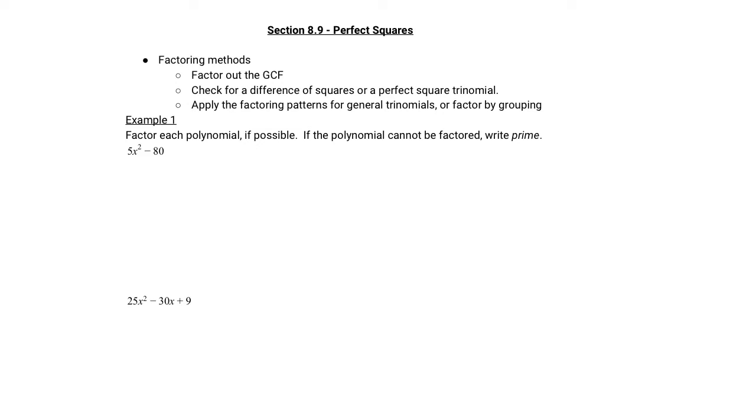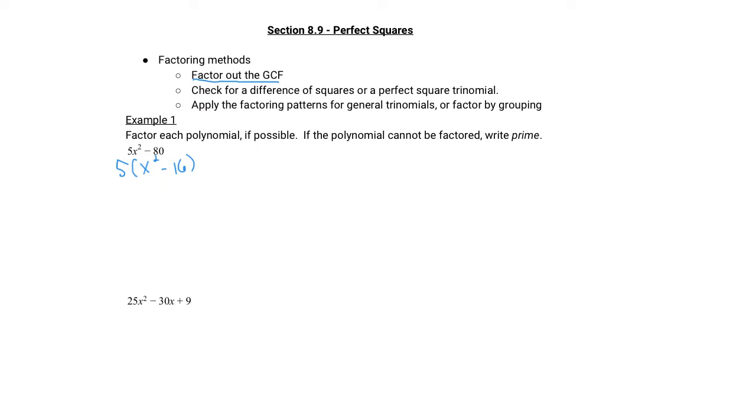So first thing we're going to look for is factor out the greatest common factor. I'm looking at both of these terms, 5x squared and negative 80. I know they don't both have an x, but I can divide them both by 5. So let's make that our first move. We're going to factor a 5 out. And I'm left with x squared minus, I should have done this before I started, 16. There we go.